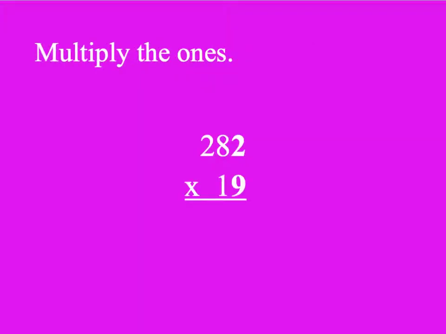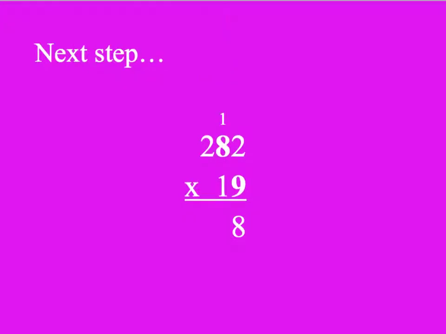So first let's multiply the ones here. We have 2 times 9, which equals 18. So I have 8 ones and 1 ten that I need to carry over to the tens place before I can move on multiplying. Next, we're going to multiply 9 ones by 8 tens, and then add the 1 ten that we carried over from our first step. So we get 8 times 9 is 72, plus 1 is 73 tens.